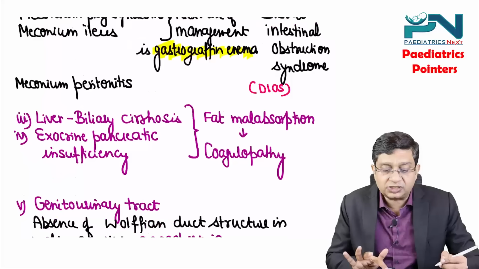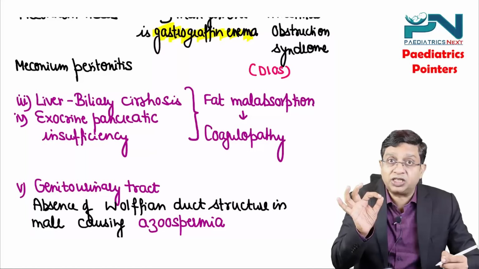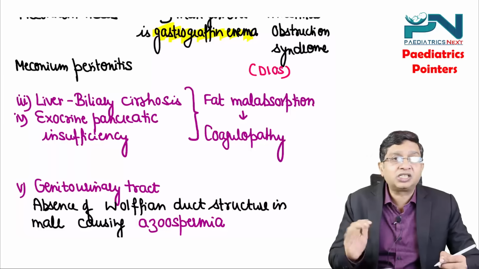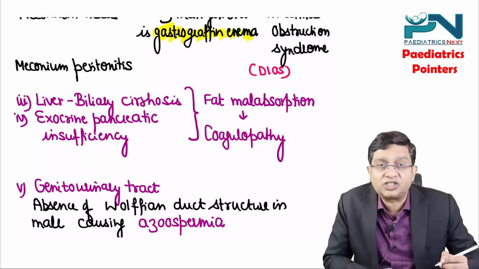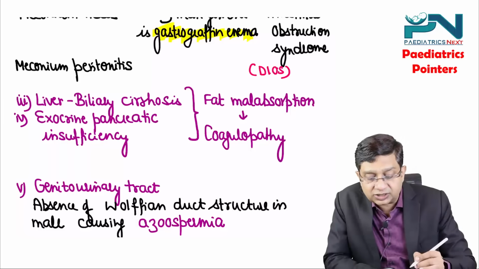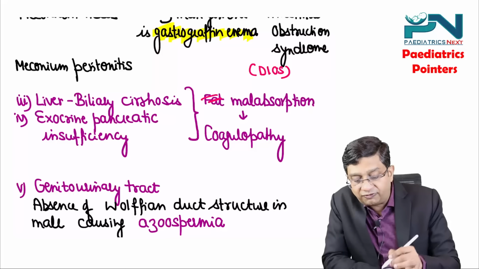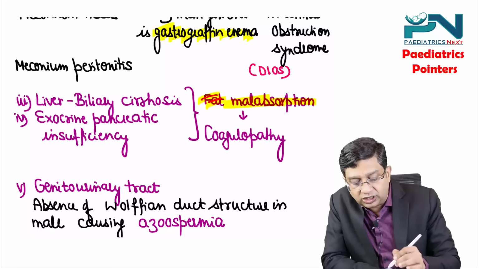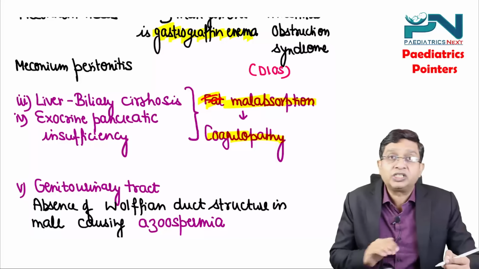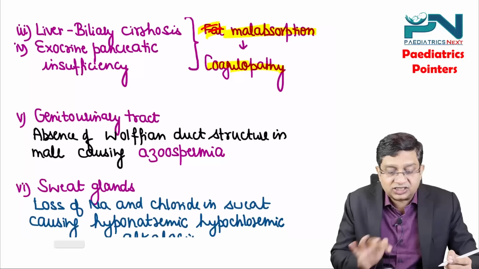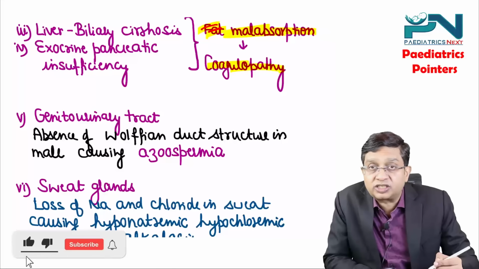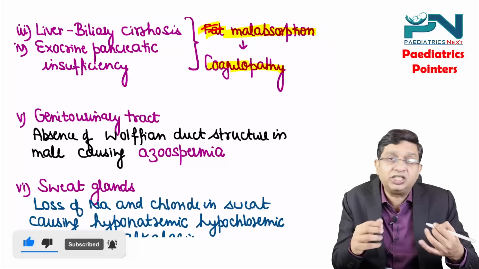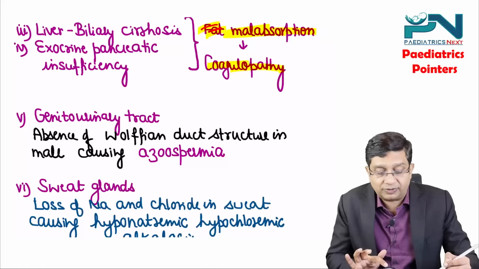In the liver, there is biliary cirrhosis. Bile has become thick, obstructing the bile duct, damaging the liver. In the pancreas, exocrine pancreatic insufficiency, and if the liver and pancreas both are not functioning, there will be fat malabsorption, and this fat malabsorption can lead to coagulopathy. Genitourinary tract, in the males, there is absence of Wolffian duct structures which causes azoospermia. These are the main clinical features you should remember in cystic fibrosis.